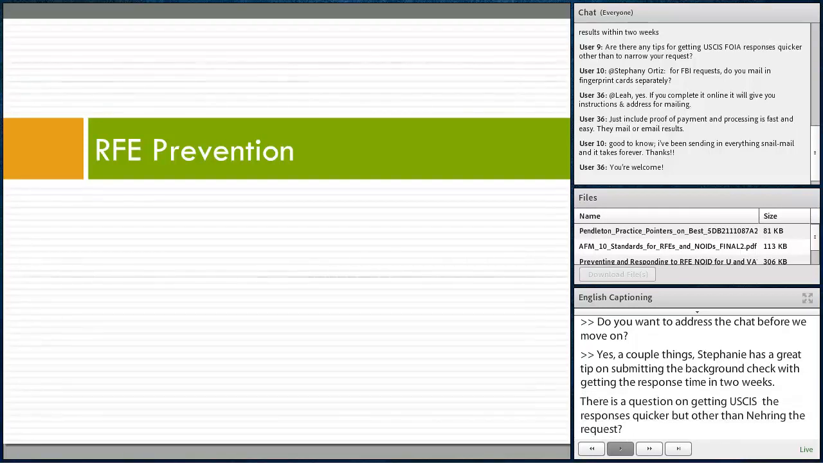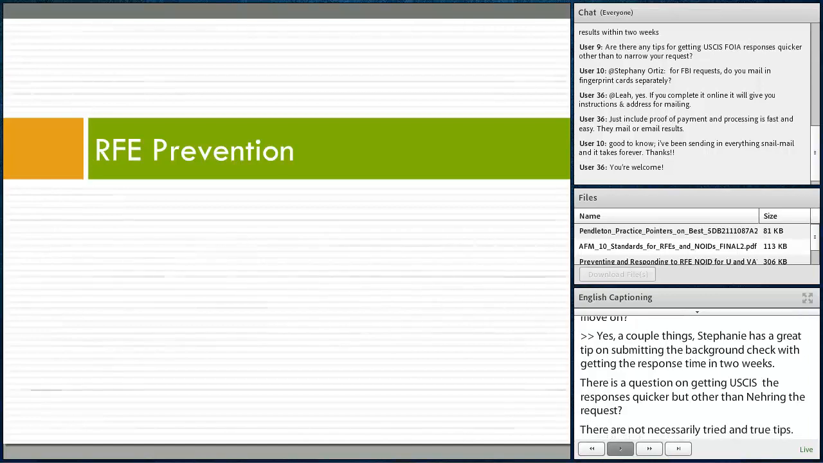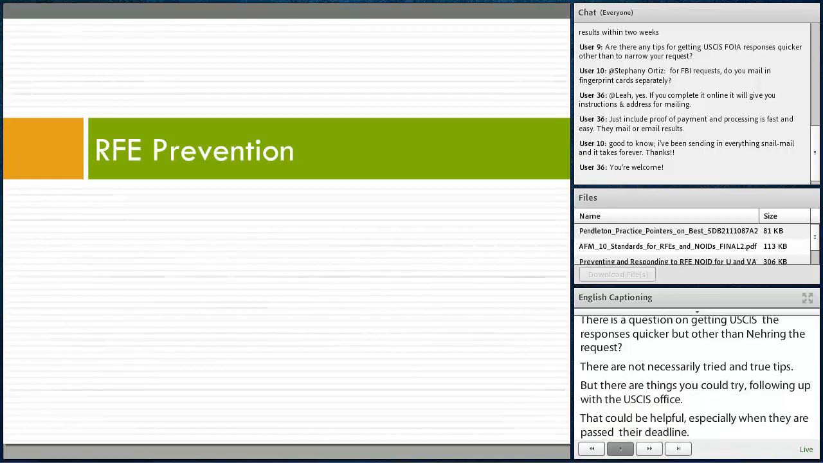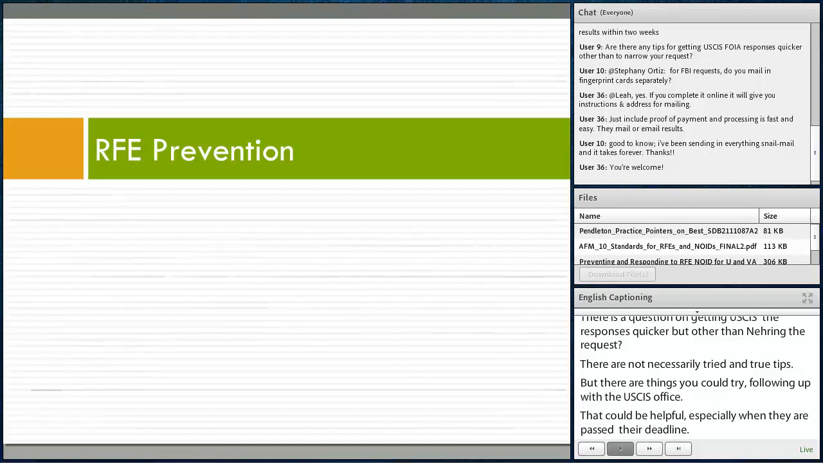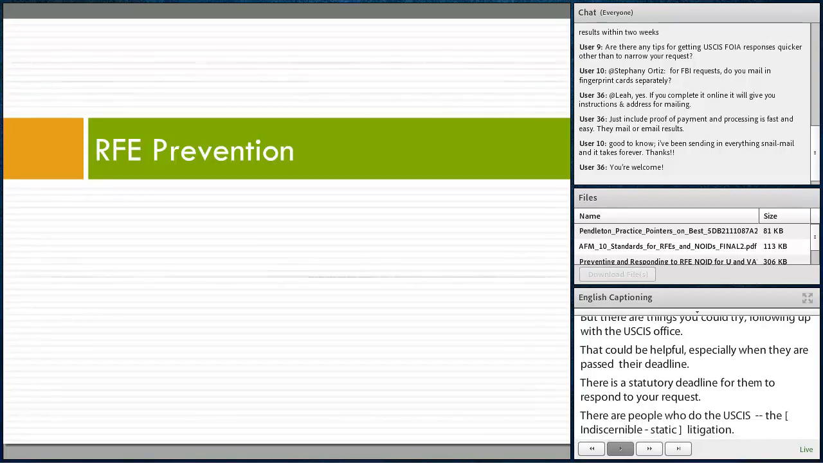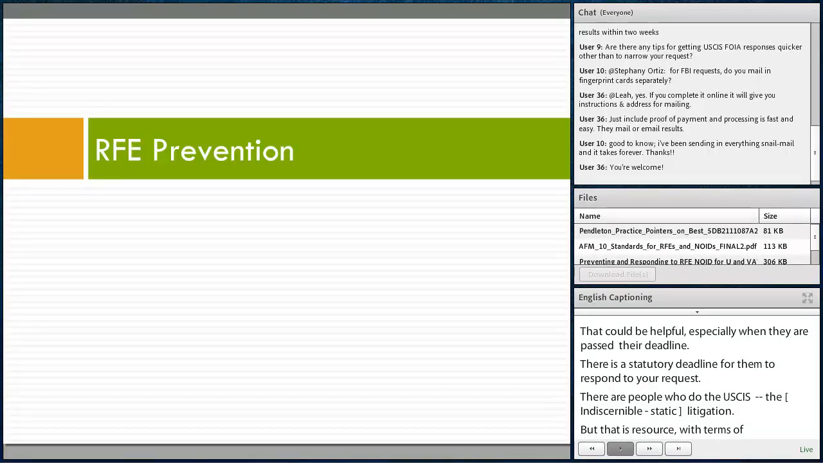Well, there are not necessarily tried and true tips, but there are some things you can try. Sometimes following up with the USCIS FOIA office can be helpful, especially when they're past their deadline, because there is actually a statutory deadline for them to respond to your FOIA request. There are also some people who do FOIA litigation, and that is also an option, but obviously a bit resource intensive. So, in terms of efficiency, sometimes just following up with the FOIA office could be your first resort, and then you can take it from there.